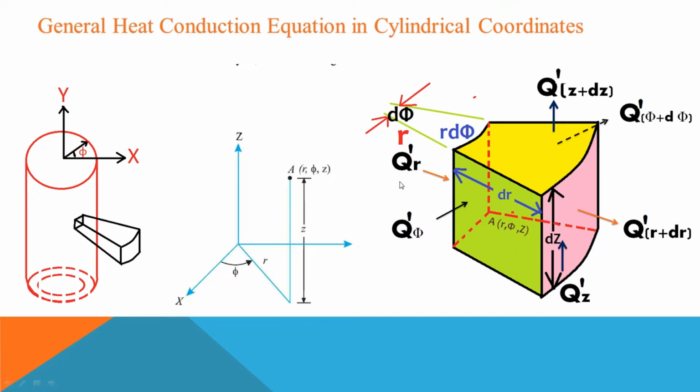Here q_r, or del by del r, is the heat entry in the radial direction, and q_(r+dr) is the exit of heat in this direction. Same as q_phi, it is the entry of heat in this direction, and q_(phi+d phi) is the exit of heat in this direction. Same in the z direction, the vertical direction: q_z is the entry of heat, and q_(z+dz) is the exit of heat.